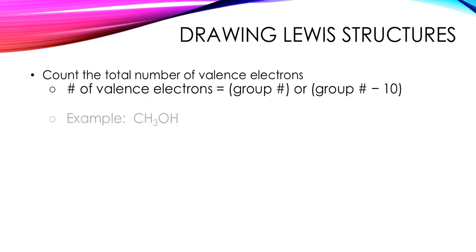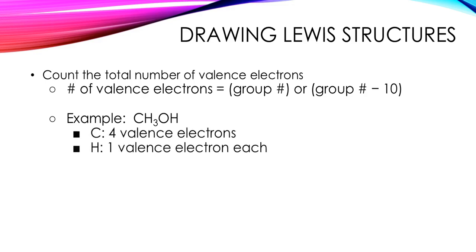Okay. So if we think about methanol, CH₃OH, and I wrote it that way because I'm trying to communicate some information about what's bonded to what. The carbon atom, a group 14 element, has 4 valence electrons. Each hydrogen atom has 1 valence electron each, so that's another 4. And the oxygen atom has 6 valence electrons. So altogether, 4 plus 4 plus 6, that gives me 14 valence electrons total to play with in the molecule.